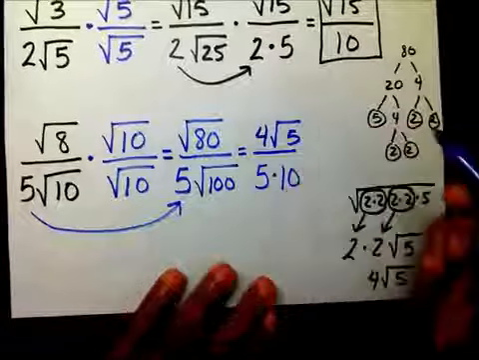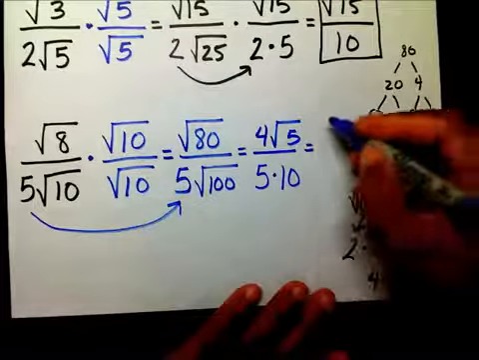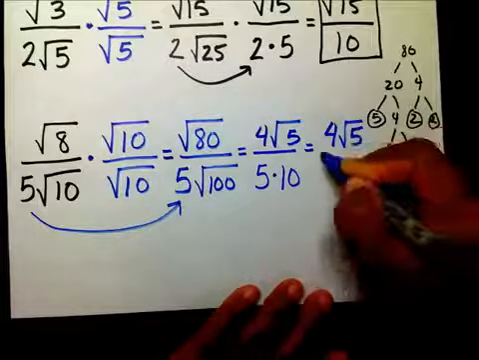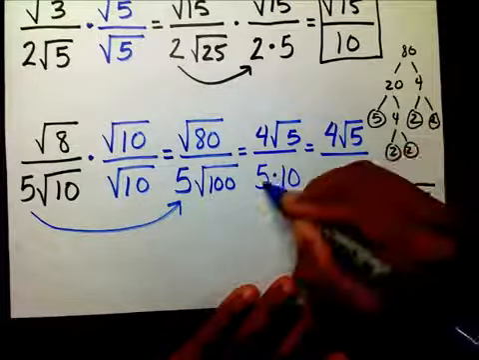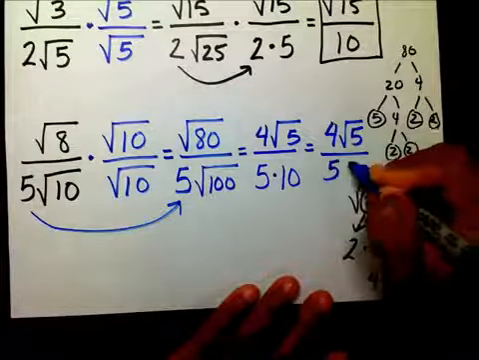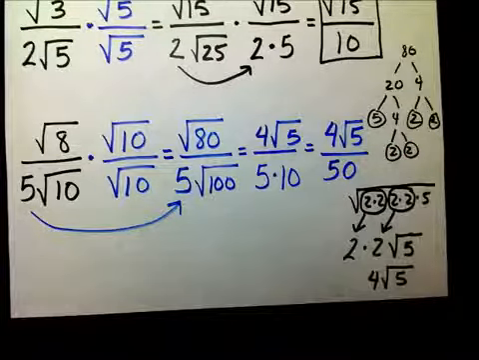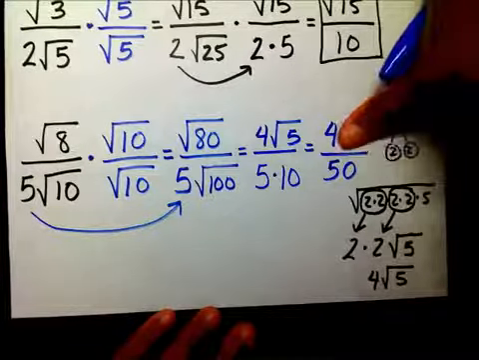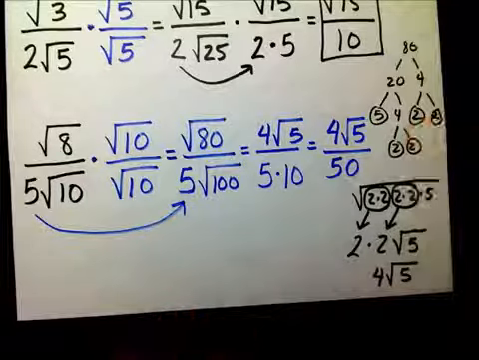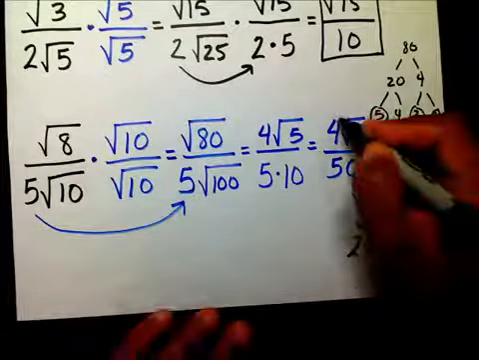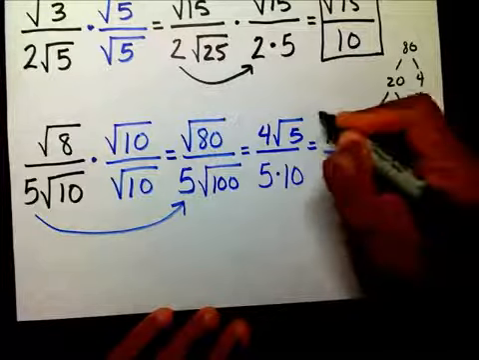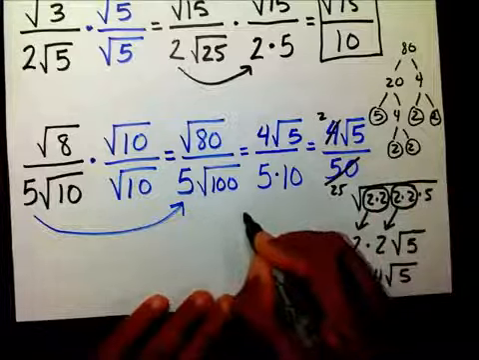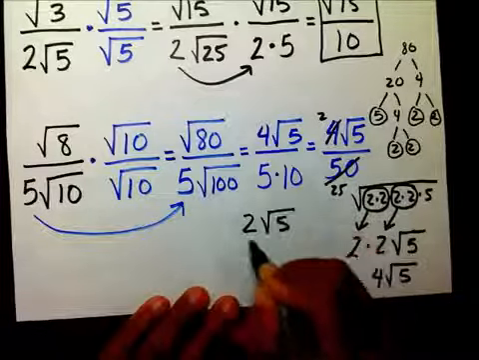Well, let's simplify this. I have 4 radical 5 over 5 times 10 is 50. I can simplify the 4/50ths by dividing by 2. 4 divided by 2 is 2. 50 divided by 2 is 25. So my final answer is going to be 2 radical 5 over 25.